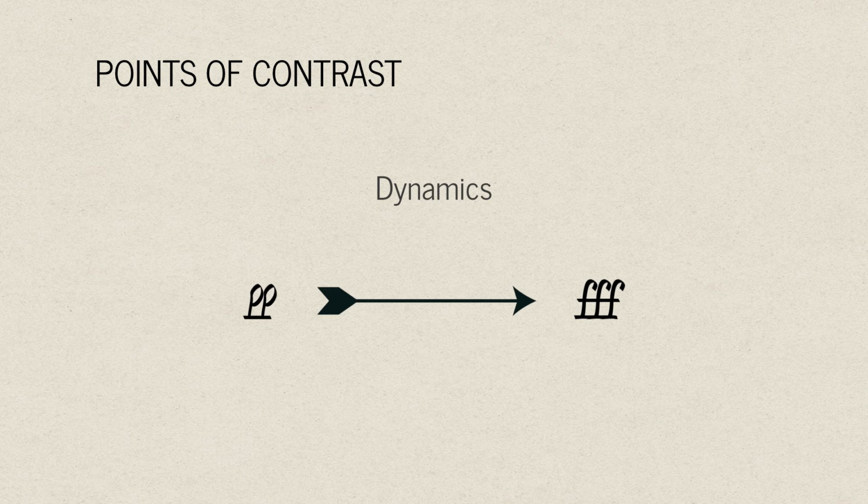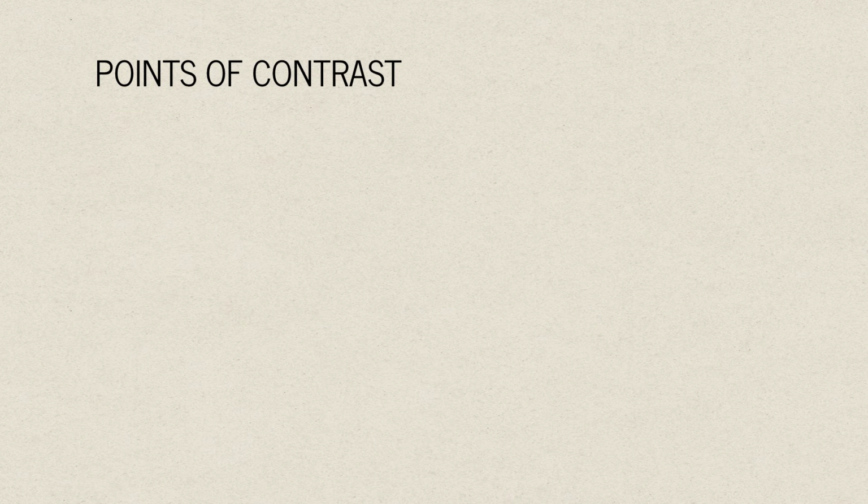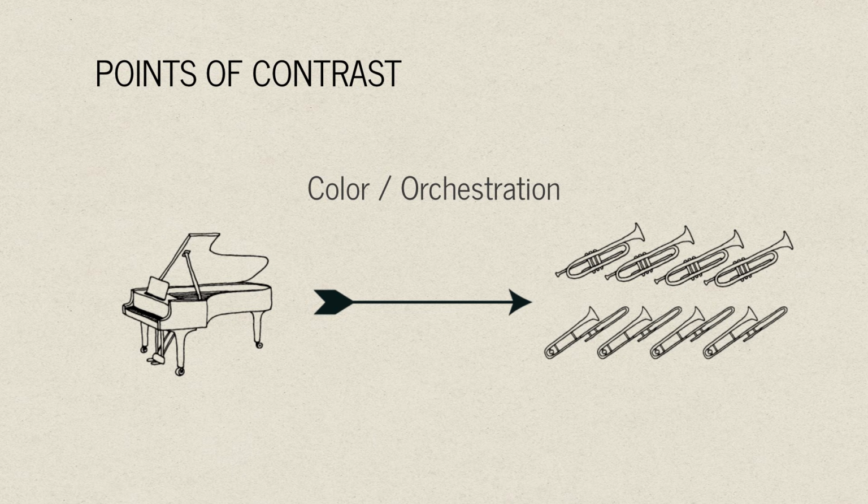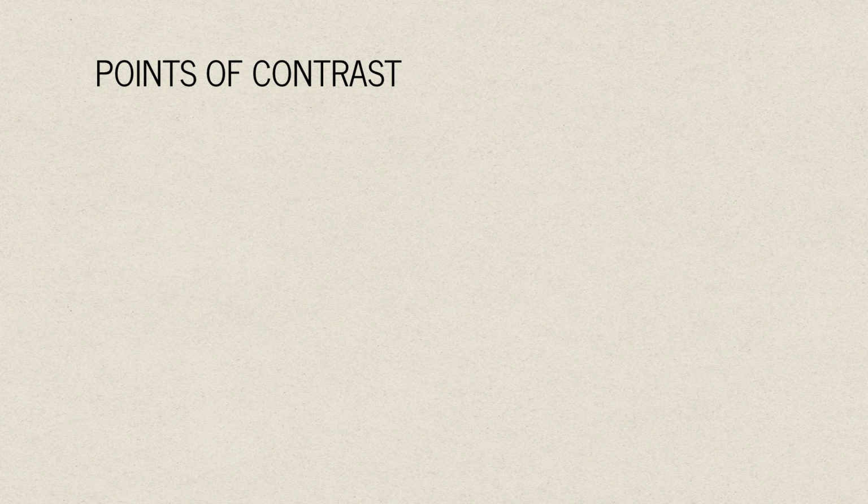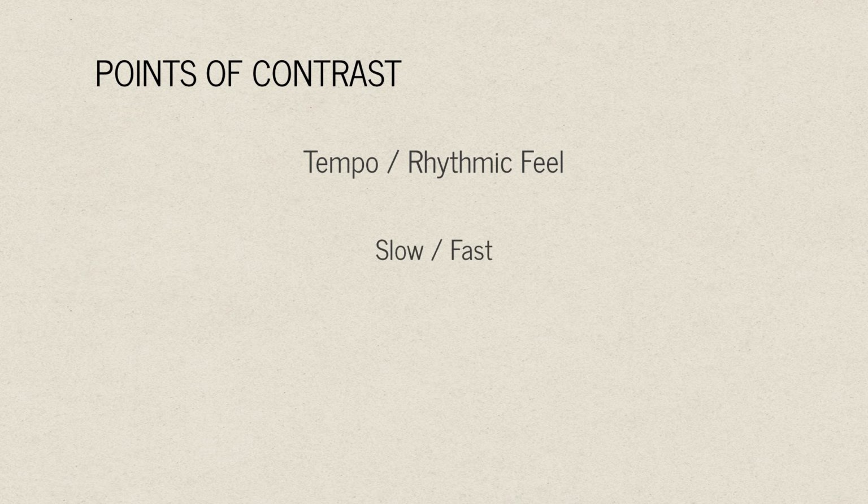Dynamic level, so are we going from pianissimo to like a triple forte or louder even? Another good one is color and orchestration, so going perhaps from just rhythm section only to a totally bombastic brass section. Another big one, of course, is tempo and rhythmic feel. Does it feel slow or fast? Which I think I sort of mean more like more active versus less active.